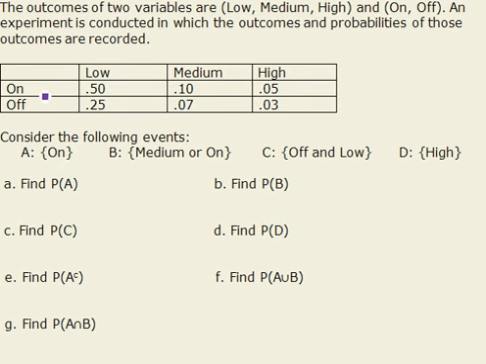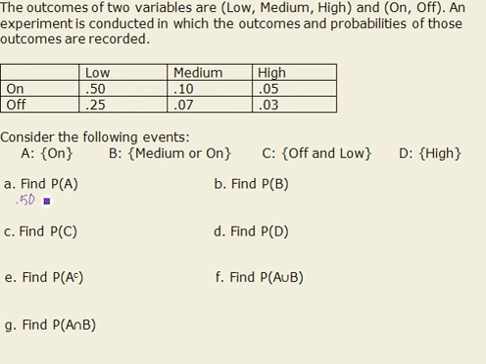Well, we look at the on row. That probability would be 0.50 plus 0.10 plus 0.05, which is 0.65.